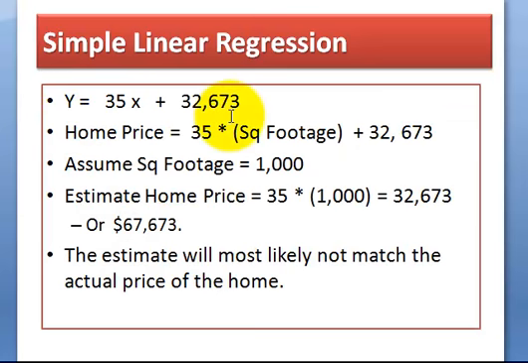So if we wanted to calculate it, now that we have an equation, we could very easily, if we assume a 1,000 square foot house, it's as simple as plugging and chugging. We plug the 1,000 in for square footage, and we get an estimate of 67,673. Now, that estimate is most likely not going to match the actual selling price of the house. So keep in mind that this is just an estimate. It may be relatively good, but it's not going to be perfect.